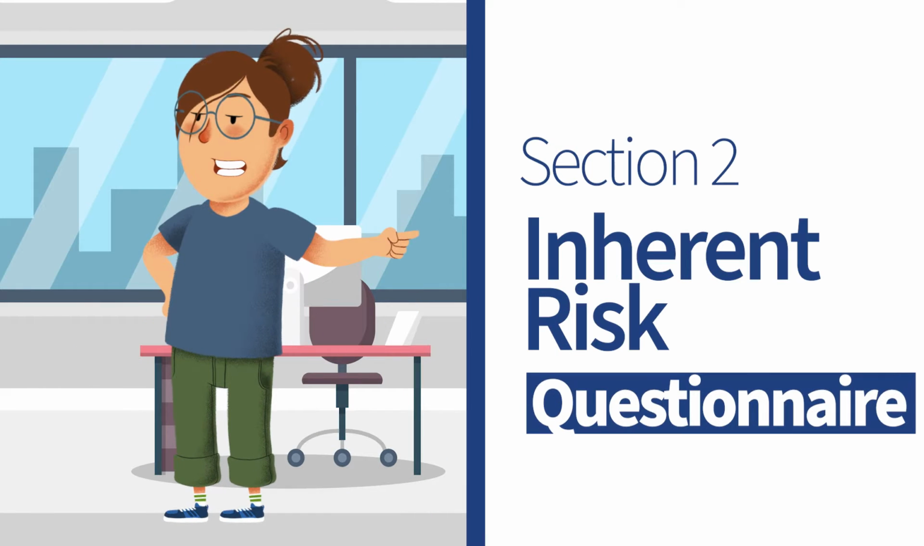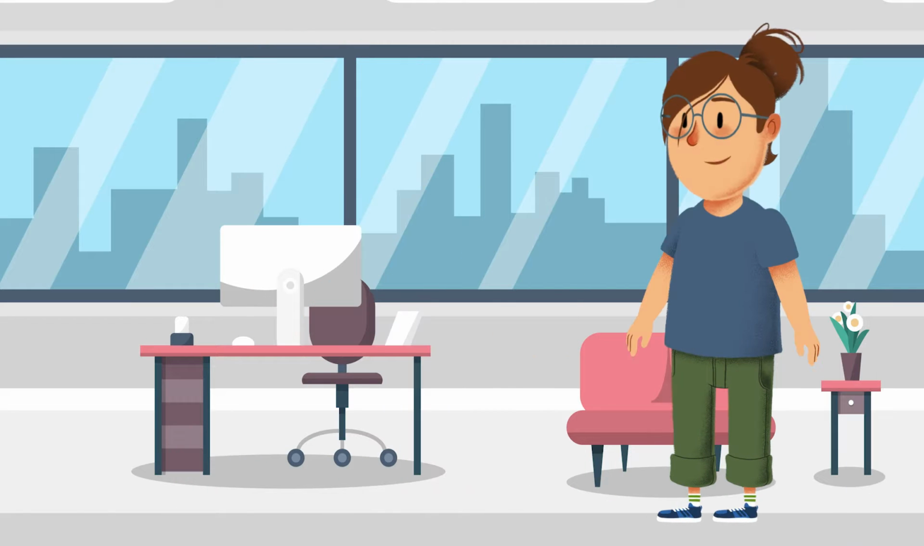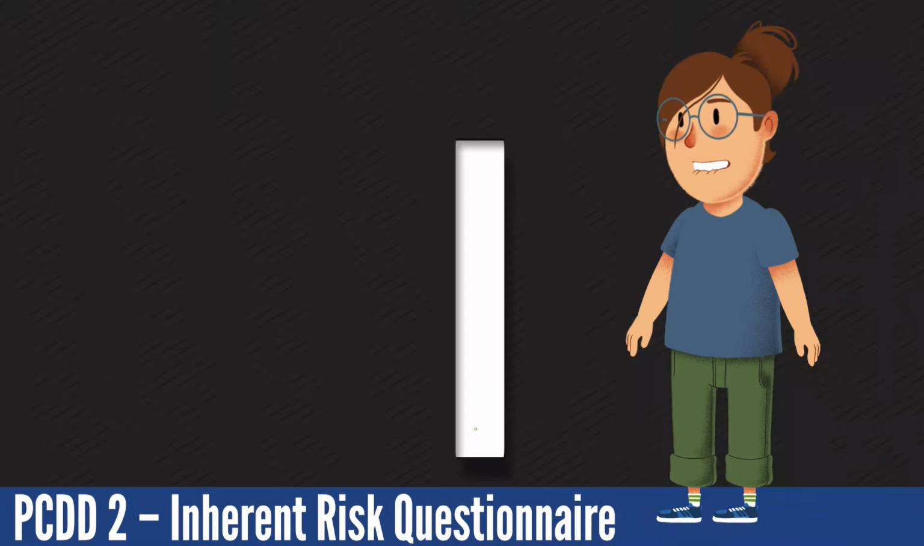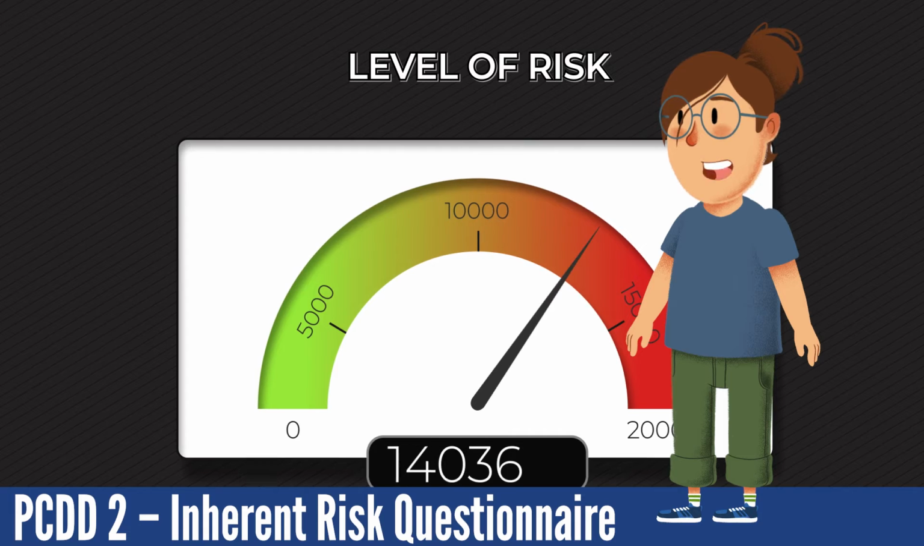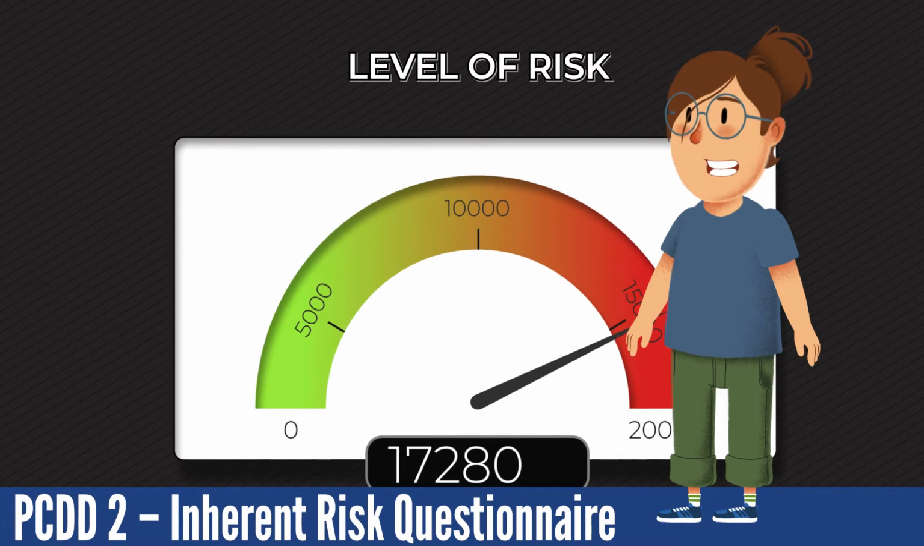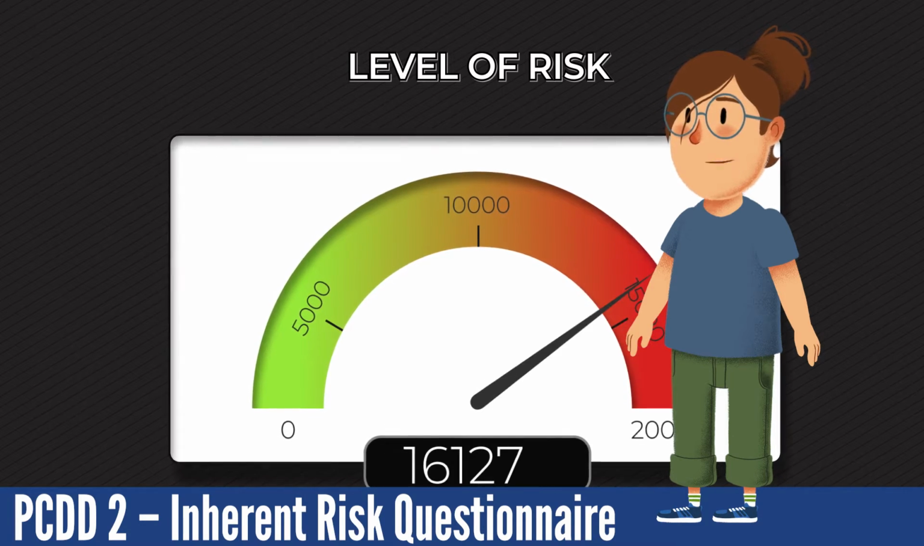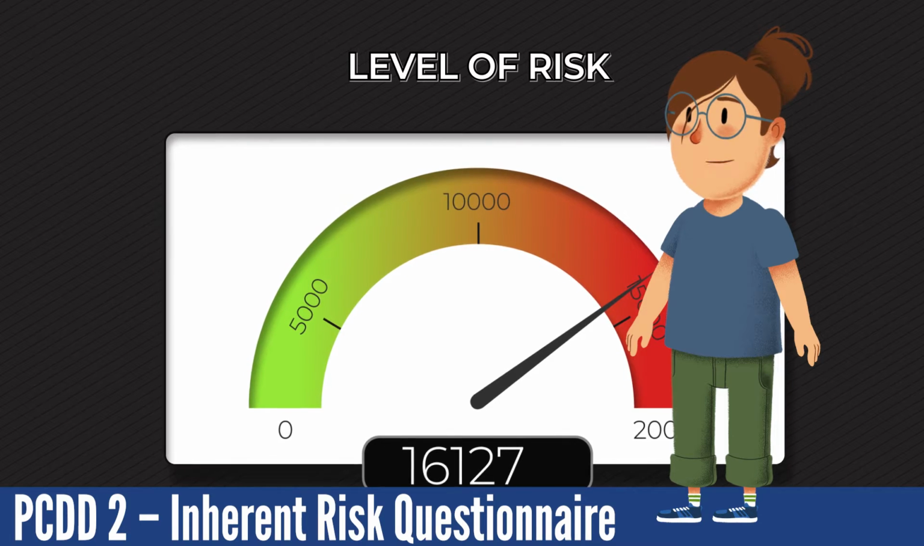Section 2, Inherent Risk Questionnaire. Before performing due diligence on a third party, an organization must first determine the level of risk the third party poses to the organization. This assists with determining the level of due diligence necessary for said third party.